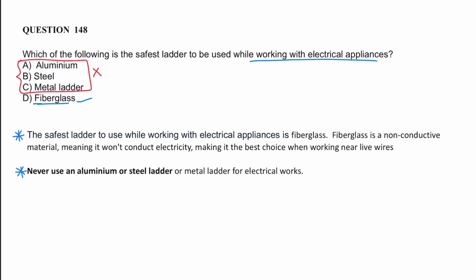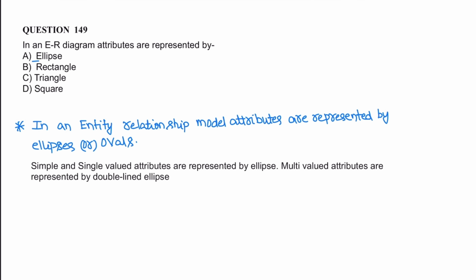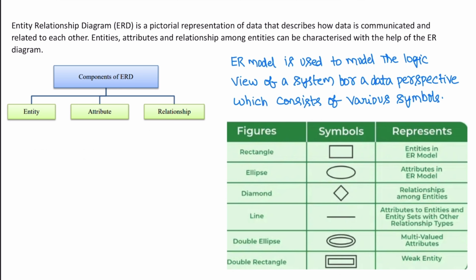In an ER diagram, the attributes are represented by? In the entity relationship model, attributes are represented by ellipses or ovals. Rectangles represent entities. A diamond represents a relationship among the entities, and a single line connects attributes to entities and entity sets to relationship types. A double ellipse represents multi-valued attributes, and a double rectangle represents a weak entity.